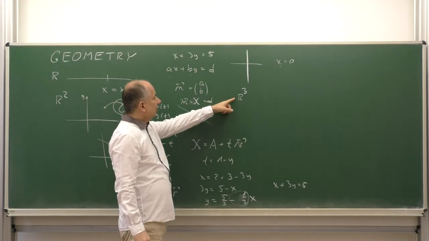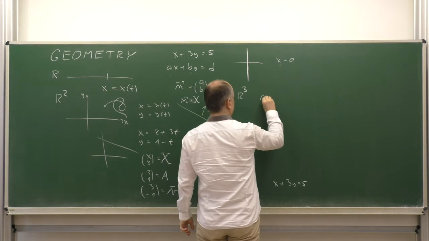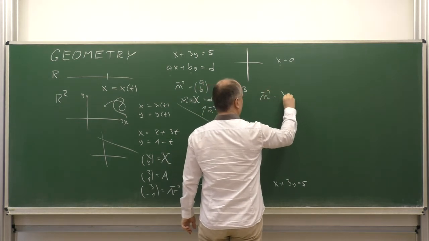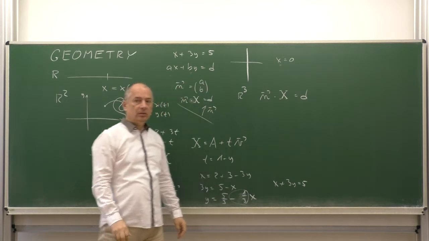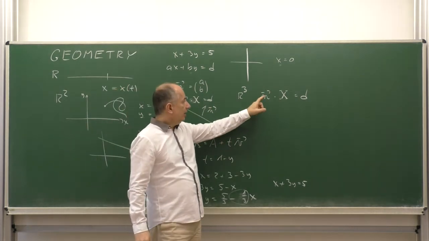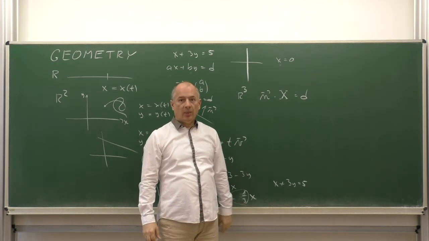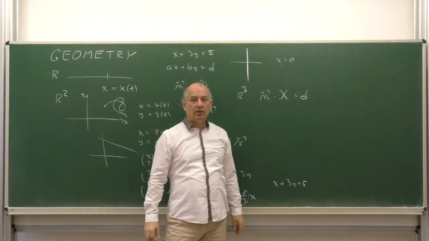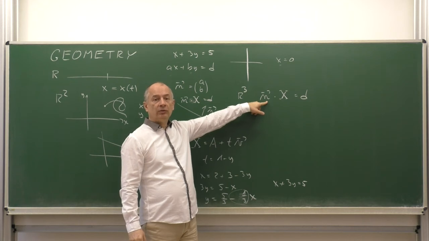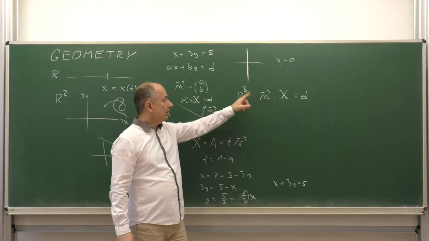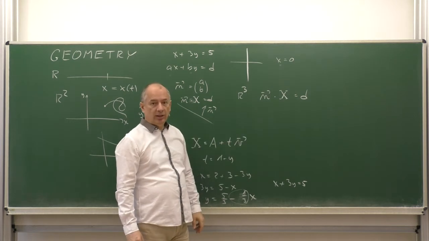Well, we can still use such an equation in R3: n dot X is equal to d. In R3, n arrow and capital X are triples of real numbers, and d is just one number. In R3, this is the equation of a plane, and in higher dimensional spaces, this is called a hyperplane.